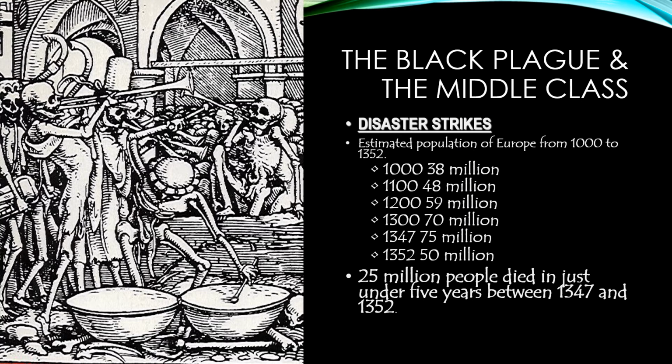So due to the Black Plague, disaster strikes. The estimated population of Europe from 1000 to the year 1352 is shown here. In the year 1000 we had 38 million, and it grows to 48, 59, 70, and then by 1347 we have 75 million people, and then the Black Plague hits and we go down to 50 million people. So 25 million people died in just under 5 years between 1347 and 1352.